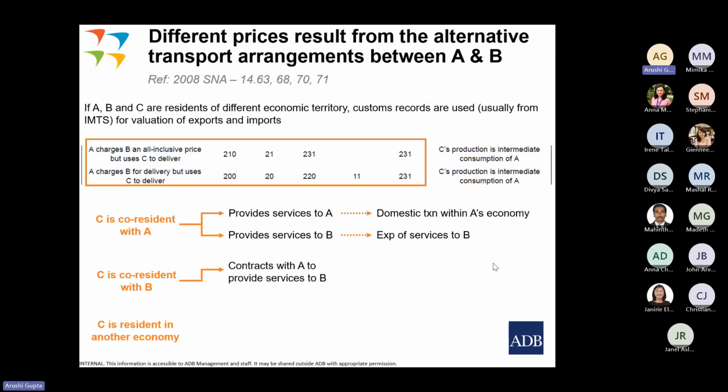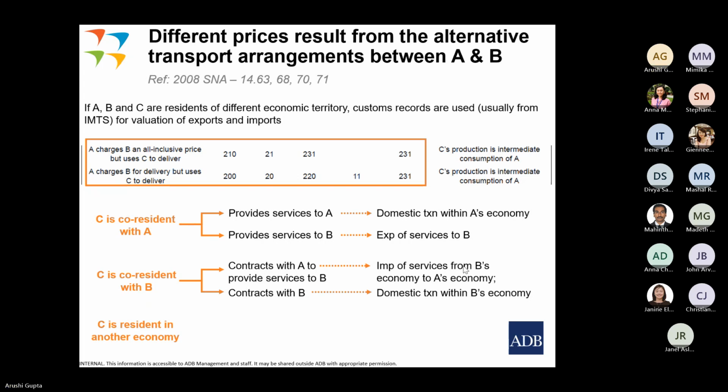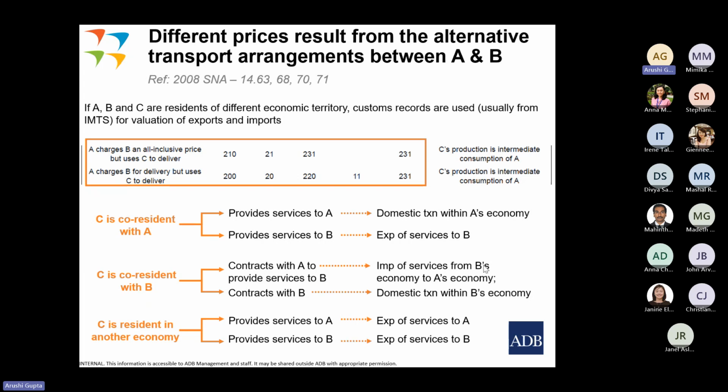Then, if C is co-resident with B and contracts with A to provide transport services to B, there are imports of transport services from B's economy into A's economy, which are then included in the value of exports from A to B. And then if C contracts with B to transport the goods, this is a domestic transaction again within B's economy, even though C is operating in a foreign territory in collecting and moving the goods. Then in the last case, if C is a resident in an economy other than that of A and B, then the services provided to A will constitute export of services from C's economy to A's economy, and the value of goods exported from A to B are sufficient to cover the cost of imports, just as previously they covered the cost of a domestic transaction. And if C contracts with B to move the goods, then the cost shows as an export of services from C's economy to B's economy.